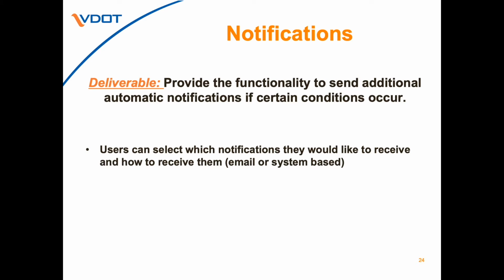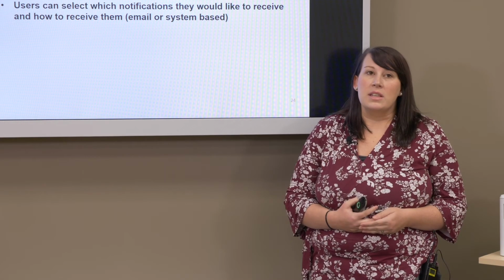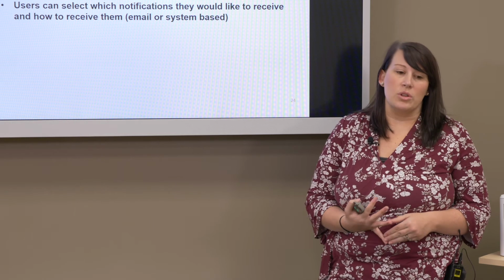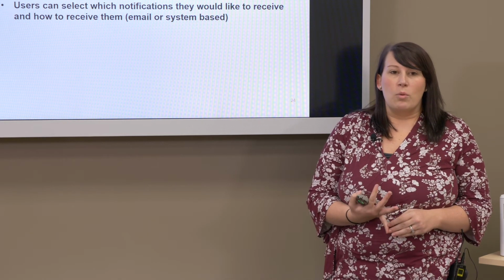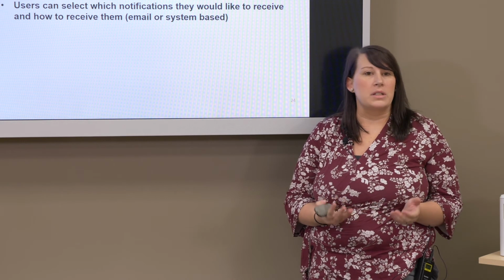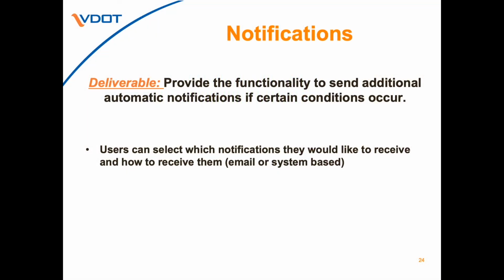Notifications. The system has those notifications on the home screen that we saw earlier in the presentation, but we also have the functionality to send additional notifications through the system. And this happens if certain conditions occur. Some examples are if you have one volumetric failure, or if you have the same sieve flag 3 times in a row. And users can select which notifications they want to receive. So if you don't want to see any of them, then you just don't turn them on.